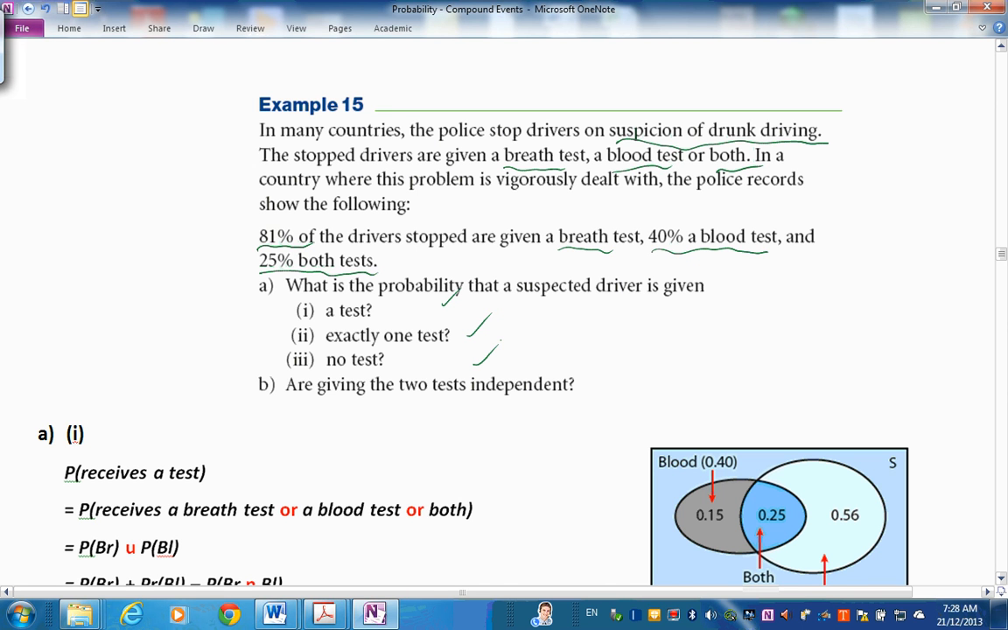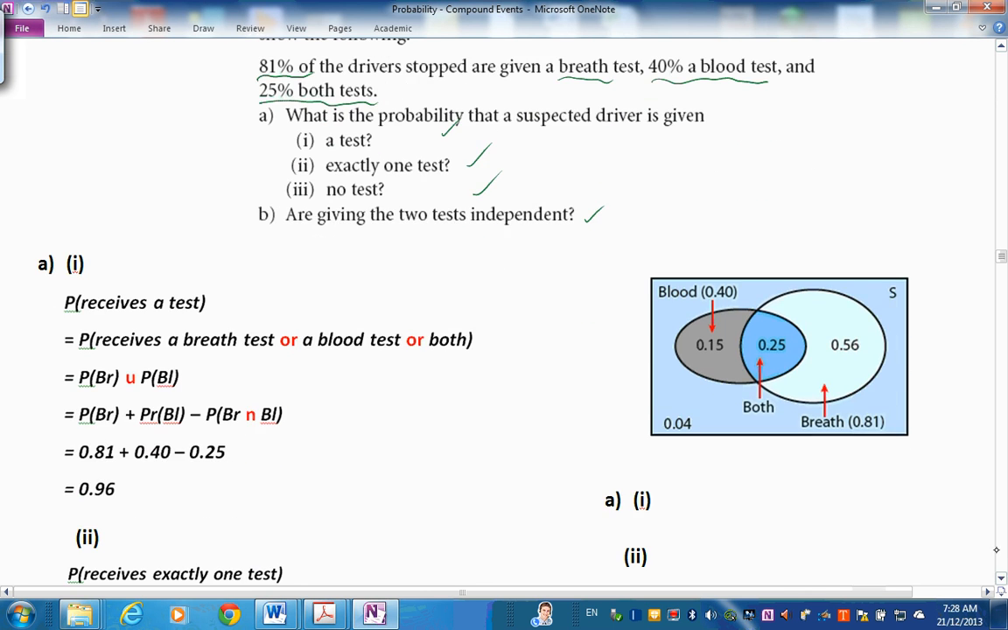Exactly one test, no test. And are giving the two tests independent? Okay, I want to do this in two ways. First of all, let's come over here to this method. Part 1: what's the probability one receives a test?